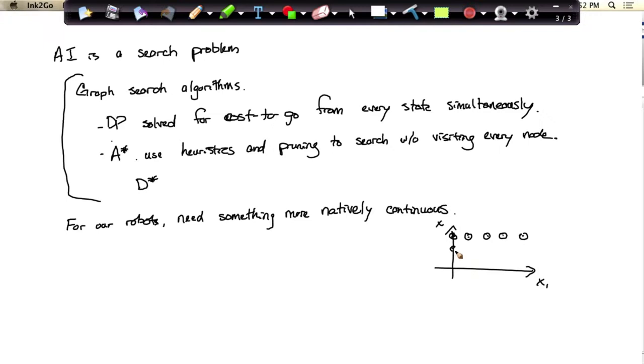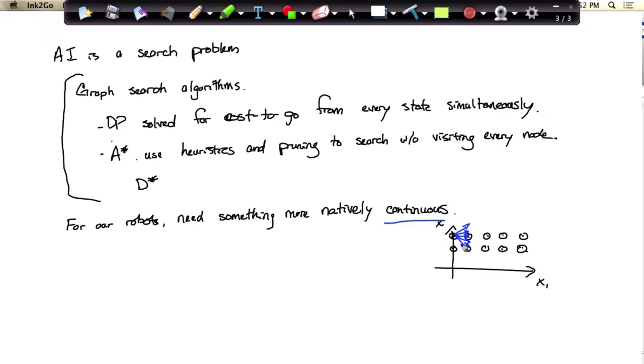One of the complaints that I had initially was that if I actually look at feasible control inputs, they don't necessarily land directly on one of the nodes. So that discretized system is always an approximation, and it was hard to reason about that, right? So one of the early ideas that came online for the more natively continuous systems was, let's build the graph.